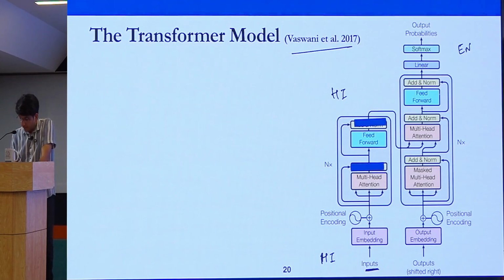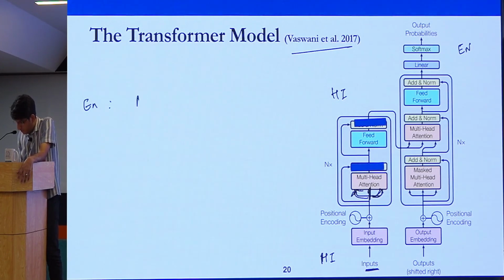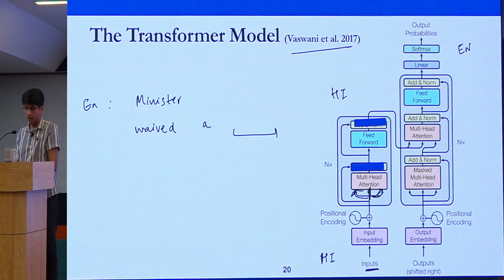And you have these. Why are there 3 of these here? Because of KQV, right? Now the decoder. So let's imagine that we have the same scenario. Minister ने झंडा लहराया, and we have the English version so far: minister waved, and we are predicting the next word. So let's say you have these, what will happen?